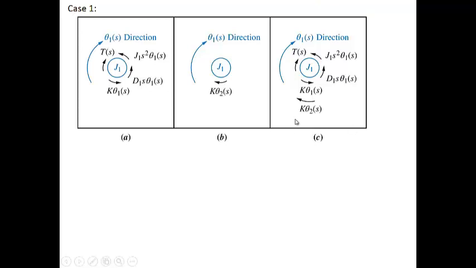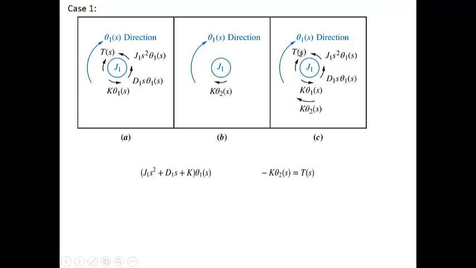So from the diagram of level C, you need to come out with the equation, which is important in order to solve this problem. From that, you have your J1 s² θ1(s), plus D1 s θ1(s), and then plus K θ1(s). You just combine it and compile it with respect to θ1(s), right?